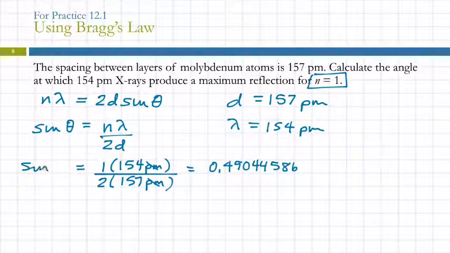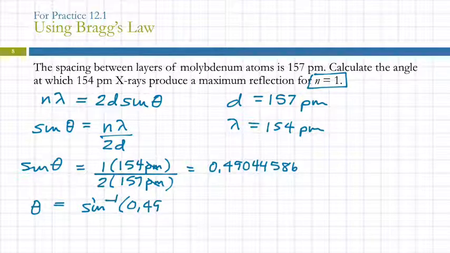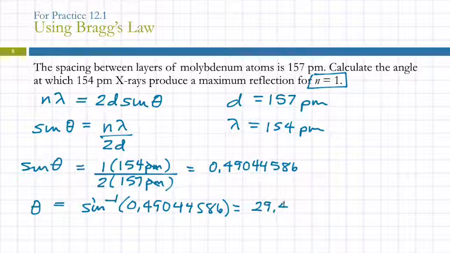So that was sine of theta. Theta will equal the inverse sine of that number, 29.36 and so on. And so it comes out to 29.4 degrees, because angles are measured in degrees, unless they tell you you're dealing with radians, but we don't do that in chemistry. Yeah, I don't like radians. Stupid.